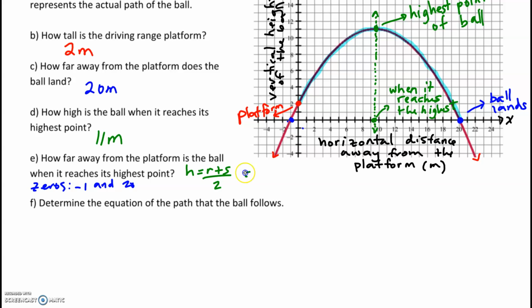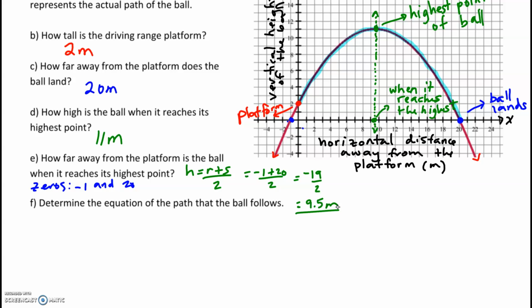All right, so let's sub it in. So we know it's -1 plus 20 divided by 2. That's 19 divided by 2, and when I divide that, I'll get 9.5 meters. So we were right. It is 9.5 meters. Okay, so that's the answer for E right there.